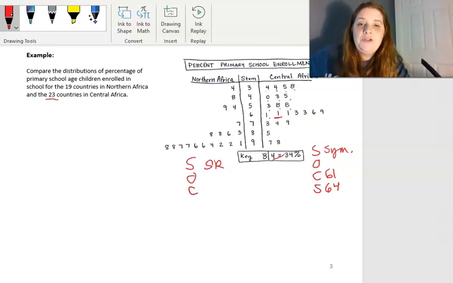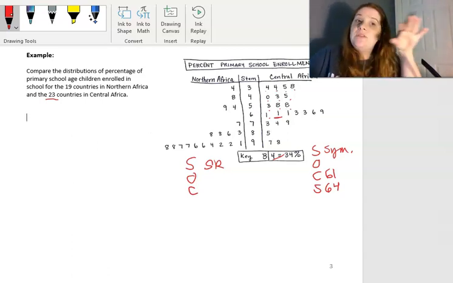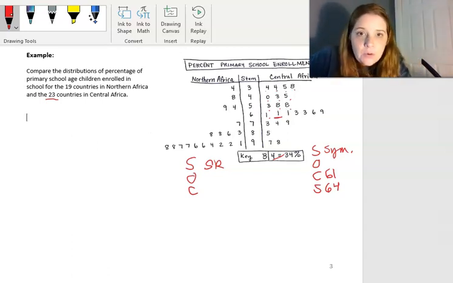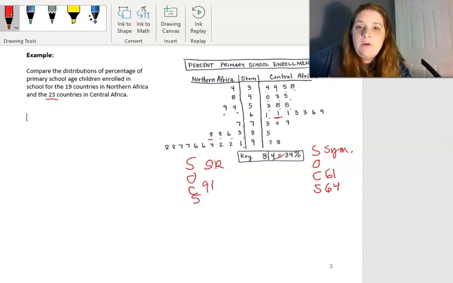What about that center value? What is that median? 19 countries in Northern Africa. So that would be 9 on the left, 9 on the right, and 1 in the middle. Okay, so I'm looking for the 10th number. So 1, 2, 3, 4, 5, 6, 7, 8, 9, and 10. That gives me a median of 91. And let's see, what would the range be?